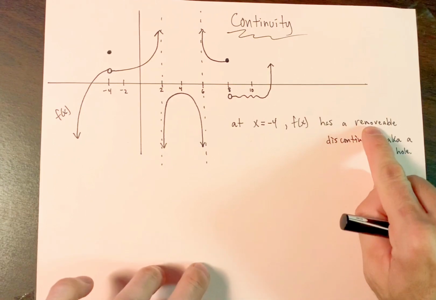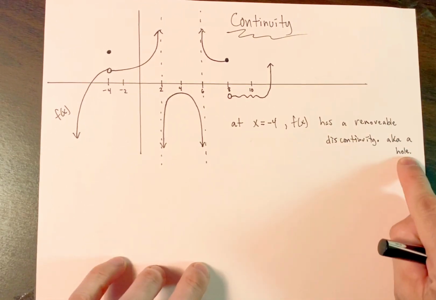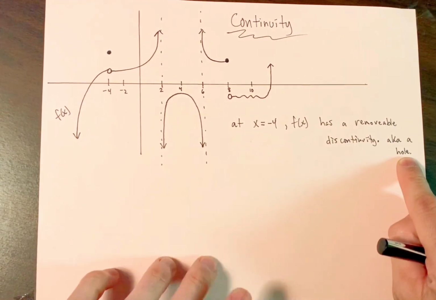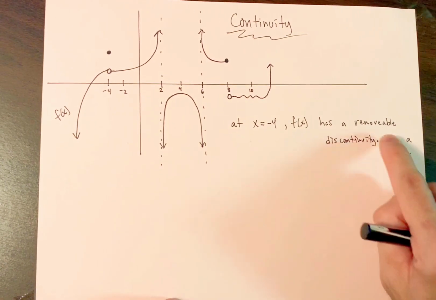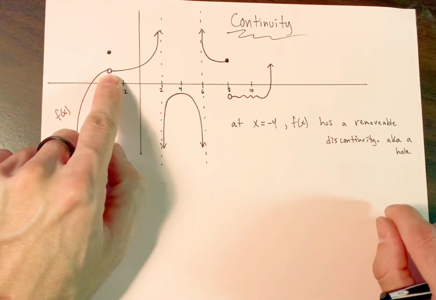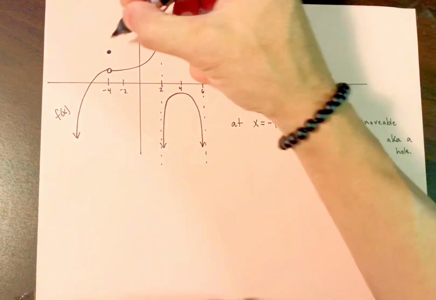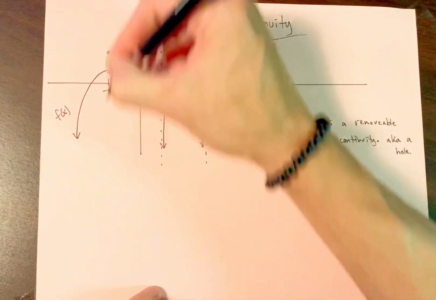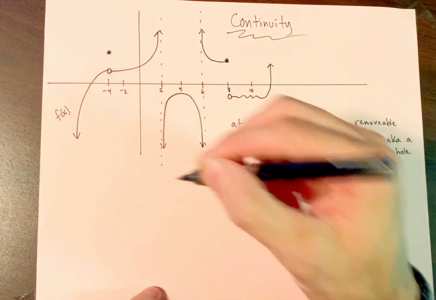Sometimes we call a removable discontinuity a hole. In calculus, we tend to call it a hole. The official name is a removable discontinuity. And it looks precisely like that. It looks like an empty hole that has been plugged in somewhere else along that vertical line.